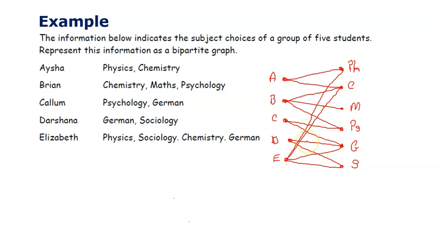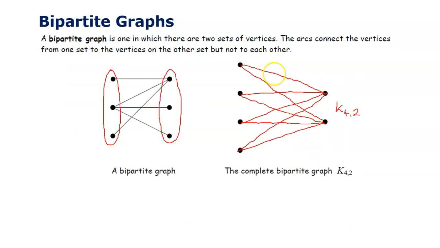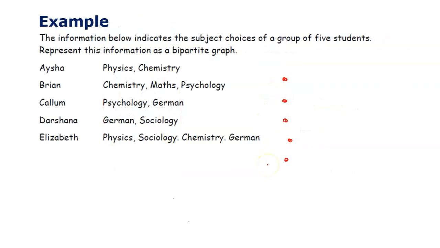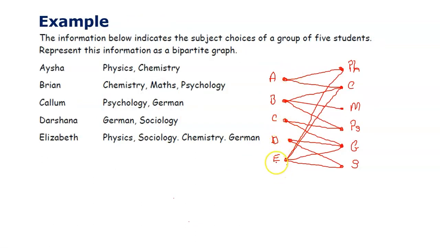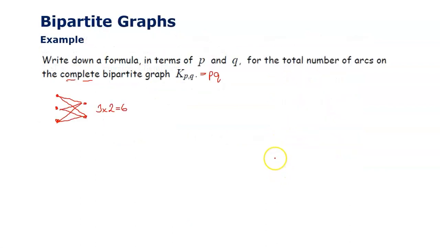Oh, I've just realized this is not a K4,2. This was my K4,2. 1, 2, 3, 4, 5, 6, 7, 8. That makes more sense now. And if it's not complete, of course, it won't follow that rule. But if it is a K(P,Q) graph, then it should be equal to PQ, which is what the answer says.